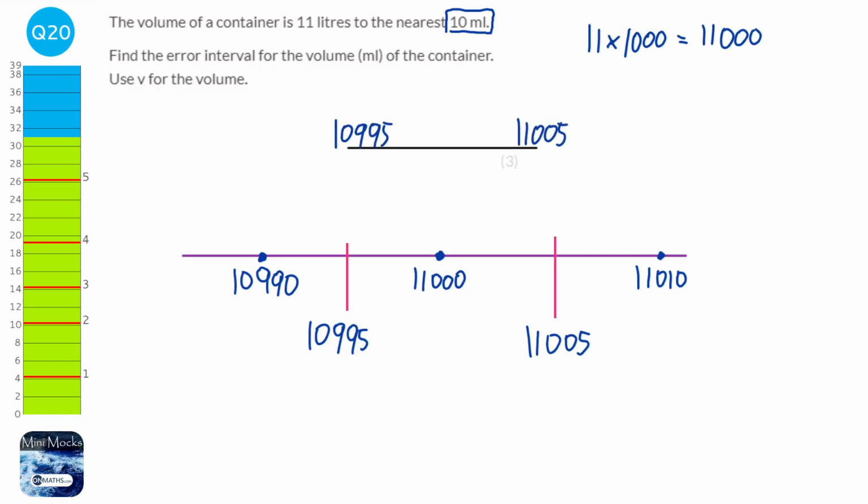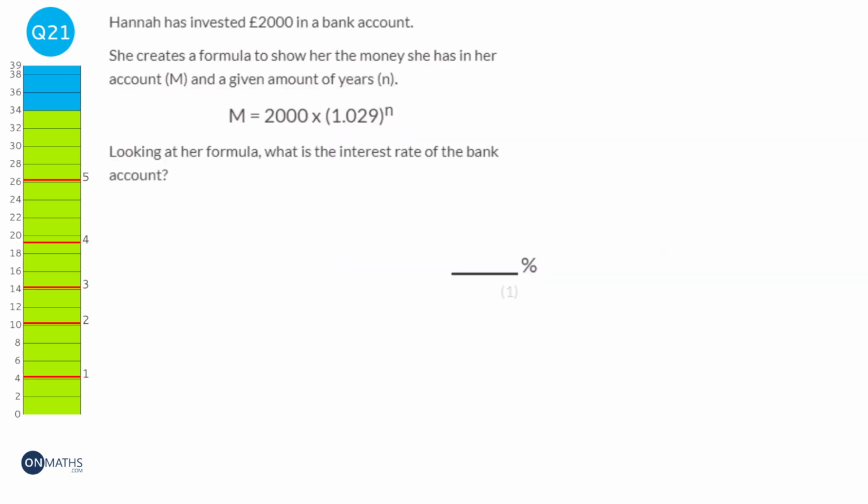And we just need to say that V can be anything above 10,995 and including that, and it can be anything below 11,005, but it can't include that, because if it was 11,005, it would have rounded up to 11,010. So the way this formula works is we have M, which is the final amount.